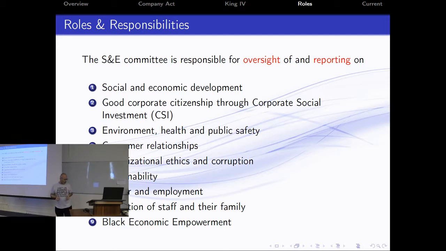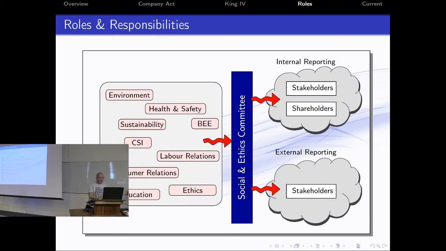Sustainability. One of the things we should do as the committee is to provide an independent review of, for example, the integrated report that we as an organisation have to produce, and to ensure that our organisation will be sustainable in the long term. Then labour and employment, education of staff, and one of the things we have to look at is how we are faring on BEE, and report back to the board on our BEE score and what we can do better.